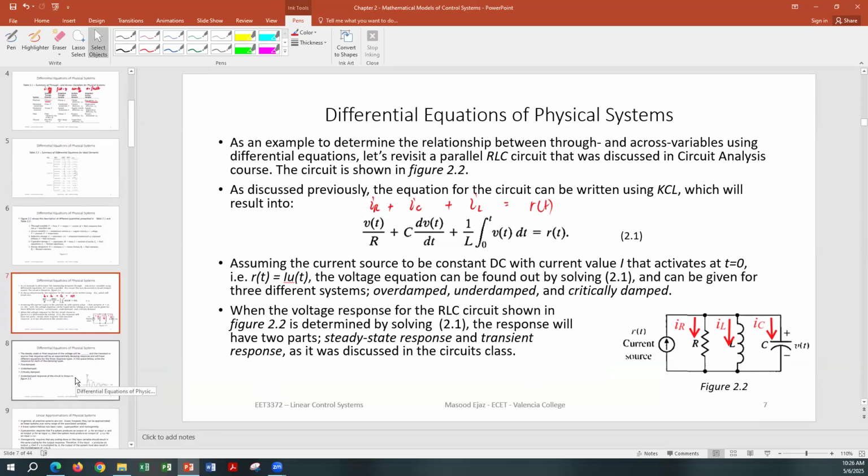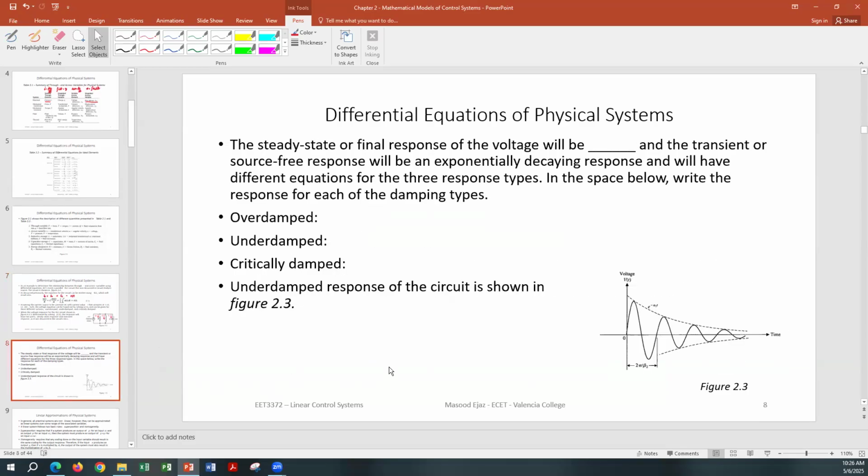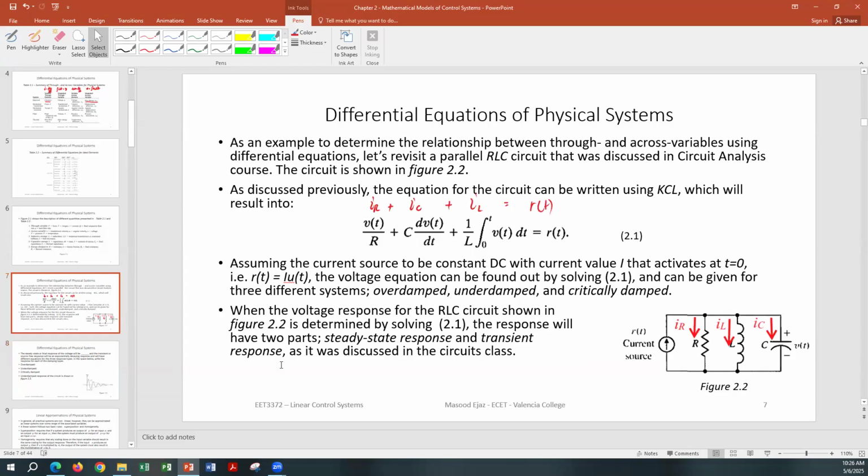We had 3 cases. Anybody remember those 3 cases? We had underdamped, overdamped, and critically damped cases based upon the 2 frequencies that we discussed. I wanted to ask you: since you have the current source in the circuit, the voltage response is going to be comprised of 2 components. One will be the transient part, one will be the steady state part. So in this case, what will be the steady state voltage? What will be the final value of the voltage?